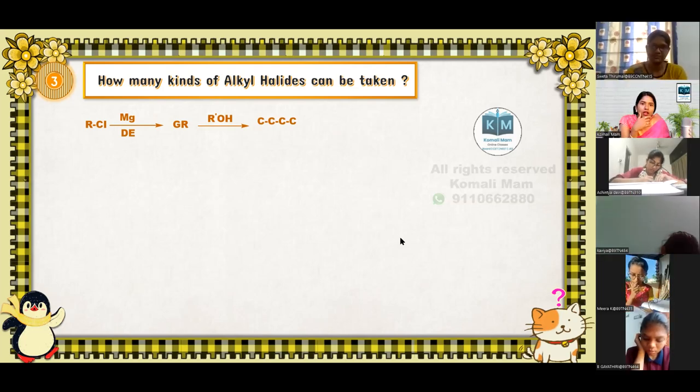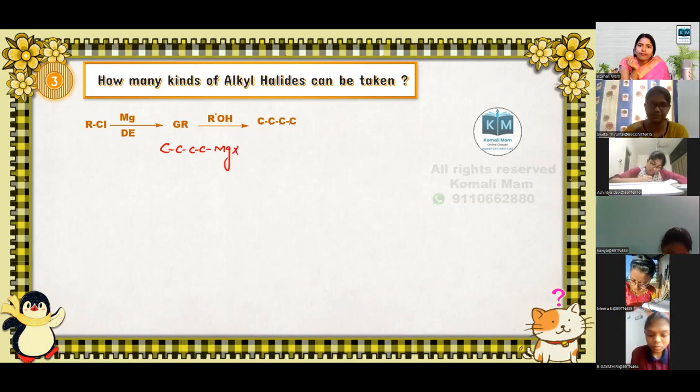Completed. See here, this is CCC. Four carbons are there, so the Grignard reagent should be a four-membered Grignard reagent. So 1, 2, 3, 4. A four-membered Grignard reagent means the alkyl halide also is four-membered. So that can be one.